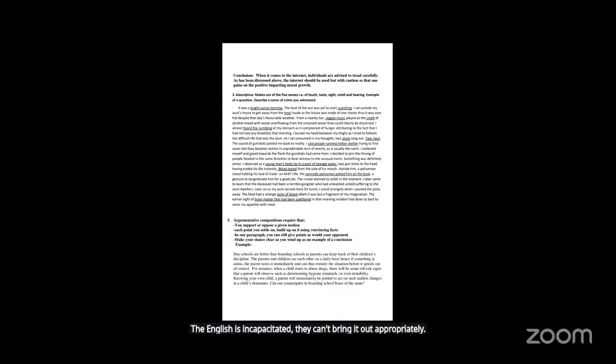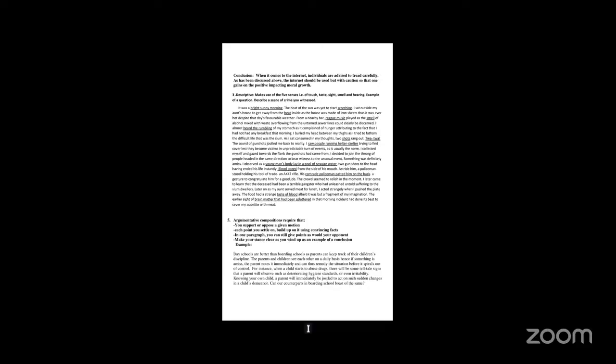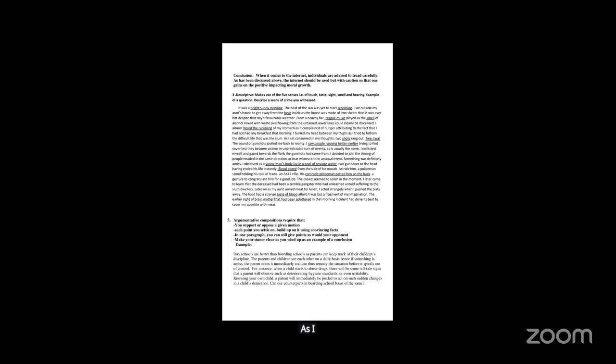Now we continue. Buried my head between my thighs as I tried to fathom. Fathom is just to understand. I can choose to use the word understand, but if I know another word meaning the same, I want my English to rise above another person's level of English as I try to fathom the difficult life that was the slum. As I sat consumed in my thoughts, two shots rang out.